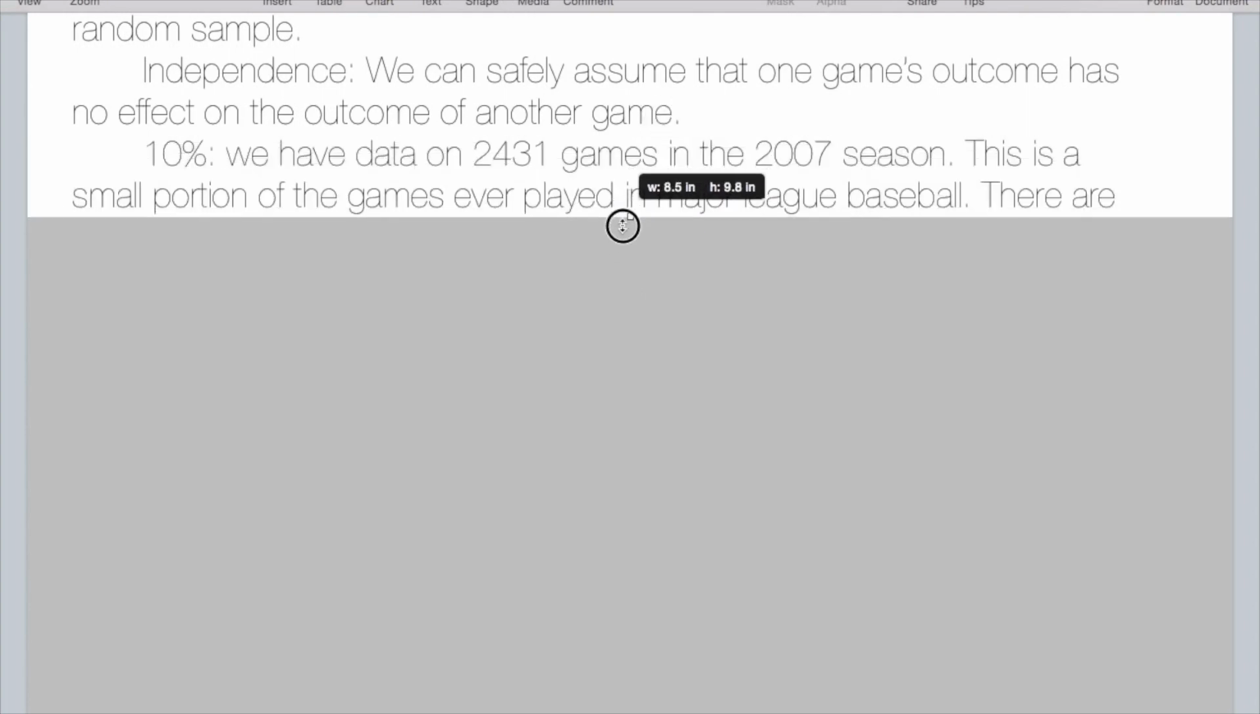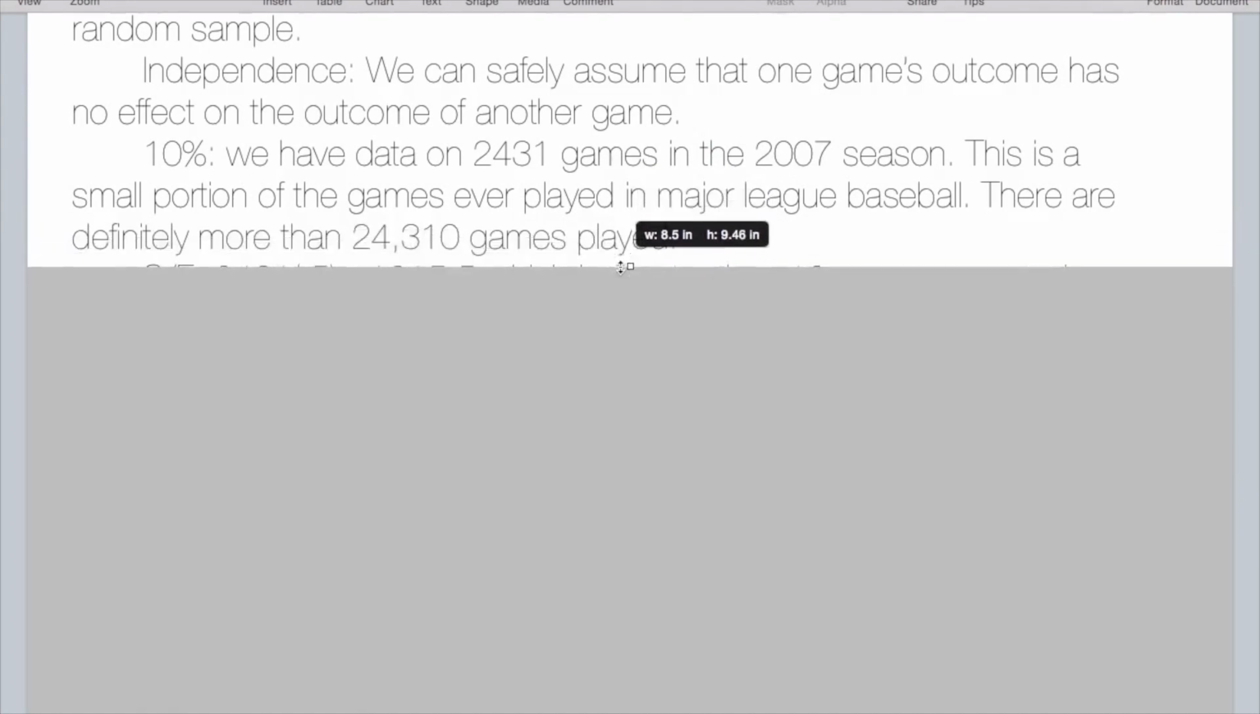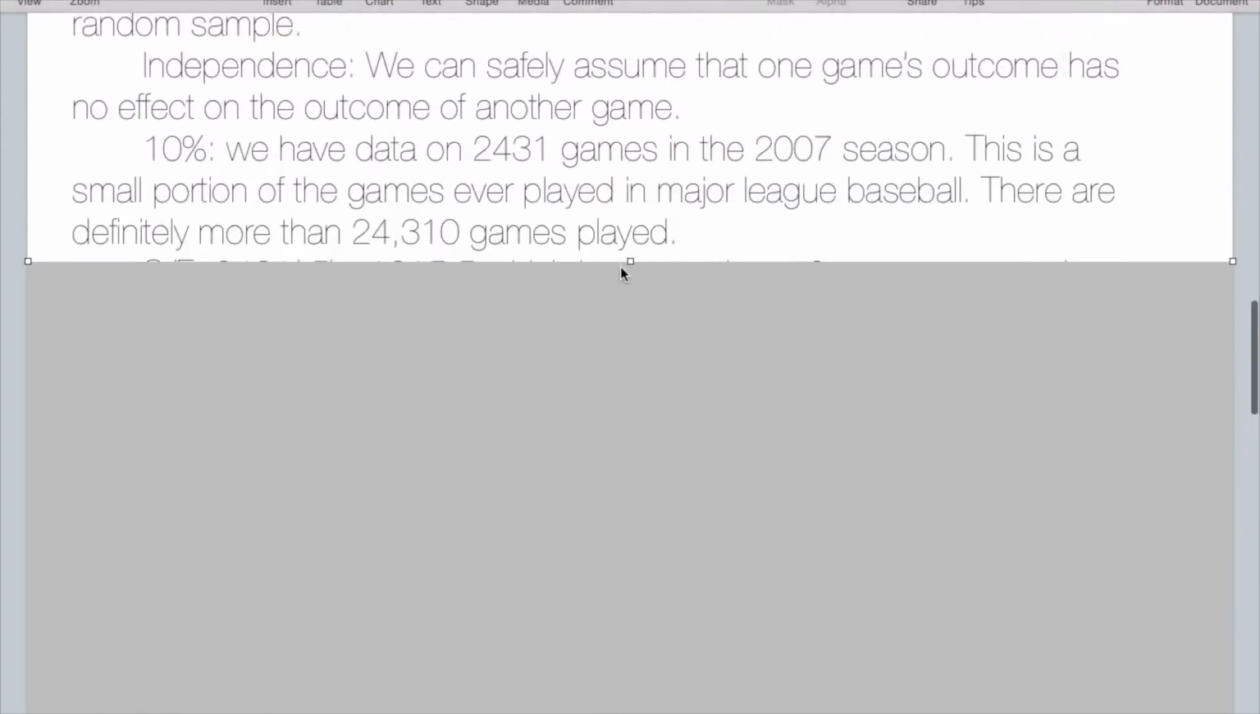All right, 10%. Here's where you kind of have to know a little bit about what is my population? What am I trying to make a conclusion about? So we needed to know that we're really investigating all of Major League Baseball, or all the games that have ever been played. And if there were 2,431 games in just one season, right? We multiply that by 10, that's 24,310. We know that of all the seasons, if you were to combine all the games, you're going to get a lot more than just 24,000 games. So we know that we have less than 10% of the population. So 10% is also satisfied.